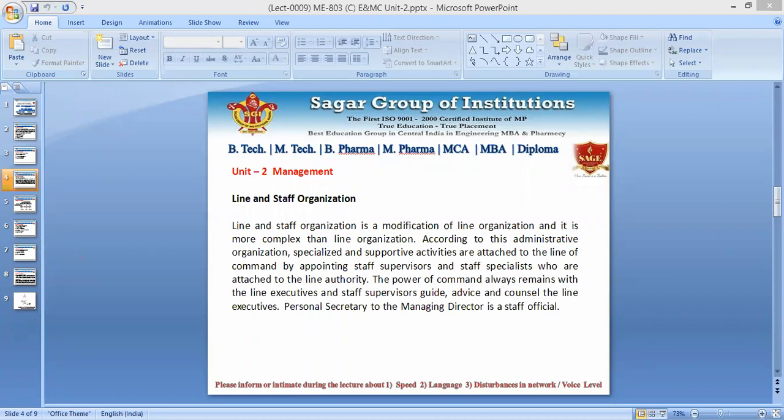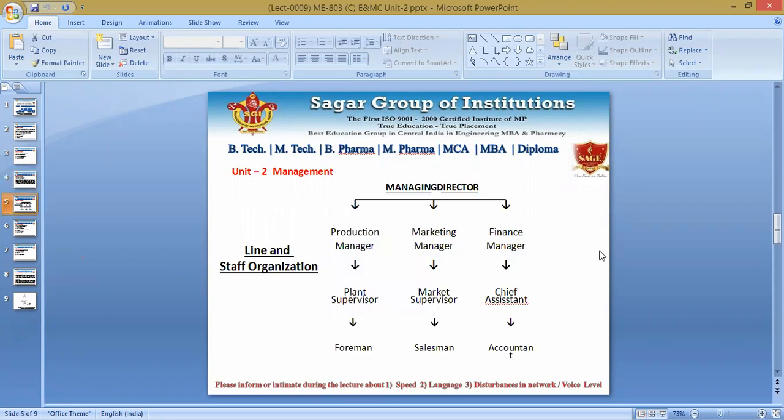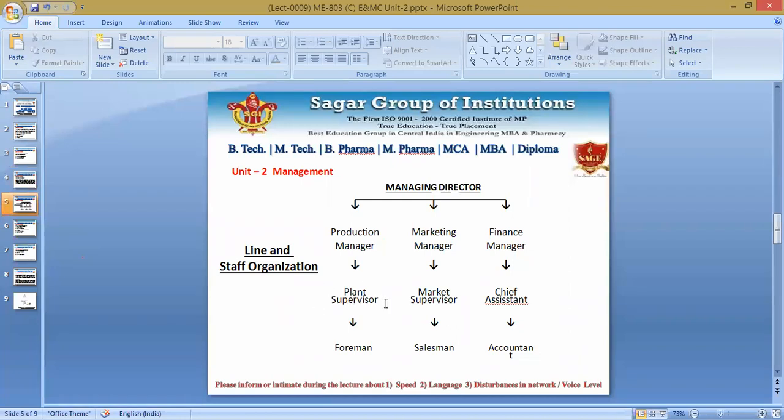Okay, now let us see the diagrams associated with it. This is the line and staff organization. At the top, we have a managing director, and under them, we have three: production manager, marketing manager, and finance manager. Under the production manager, there will be a plant manager. So there are three lines. It's not a single line.